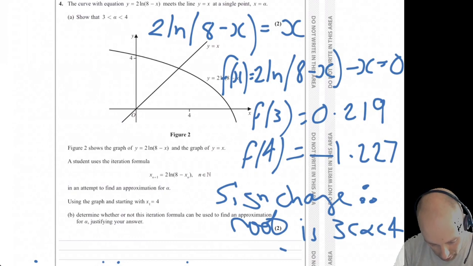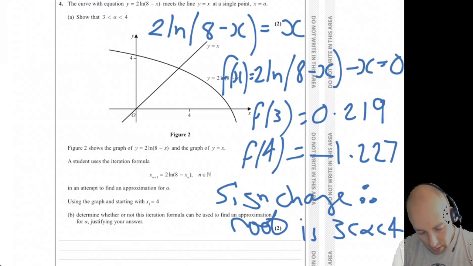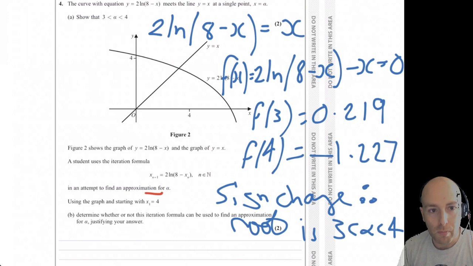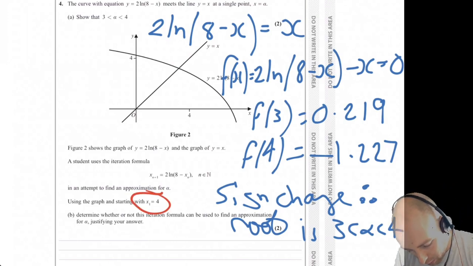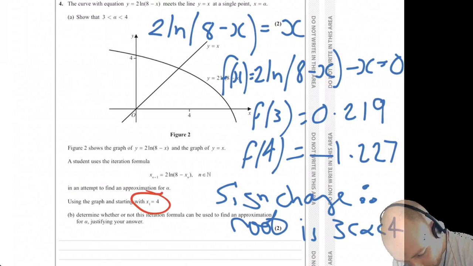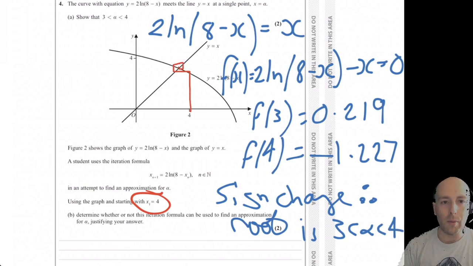Part B, determine whether the iteration formula can be used to find an approximation for alpha. So the iteration formula says we're going to start with x1 equals 4. So we basically need to draw a cobweb diagram. So we're going to go up from 4. Let's maybe do this a bit smaller. Up from 4, across to the line. Up to the thing, across to the line. Down to the thing, across the line. And you can see, yeah, we are zooming in on that root.